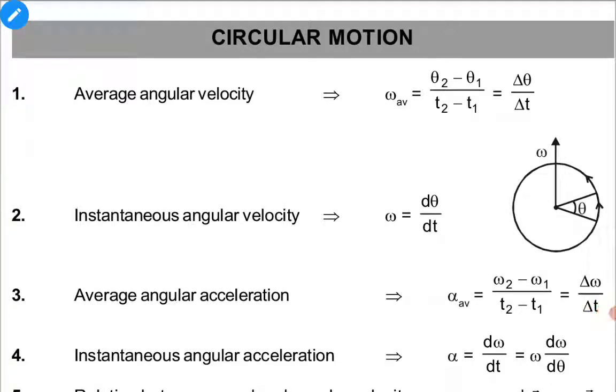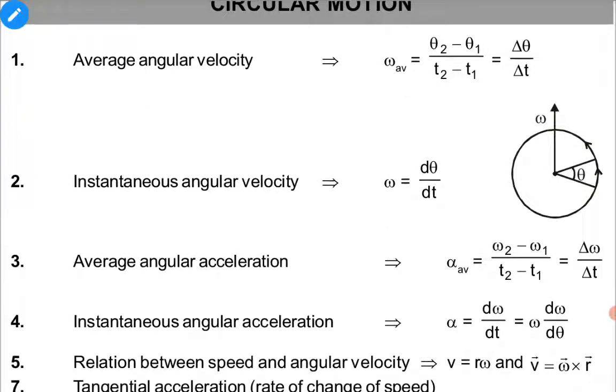Now in this video I am going to revise all the important formulas in the chapter circular motion. So let's start. Average angular velocity equals theta 2 minus theta 1 upon t2 minus t1, equals delta theta upon delta t, where delta theta is the angular displacement. Instantaneous angular velocity, omega equals d theta upon dt.